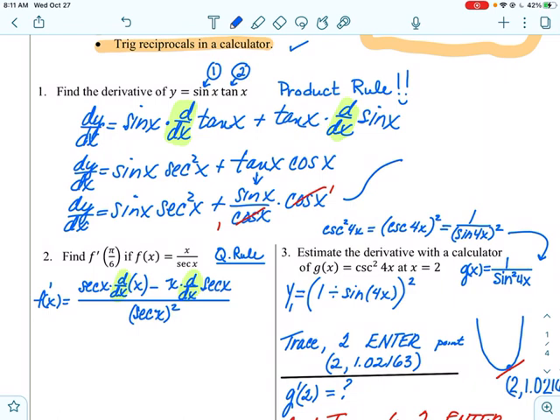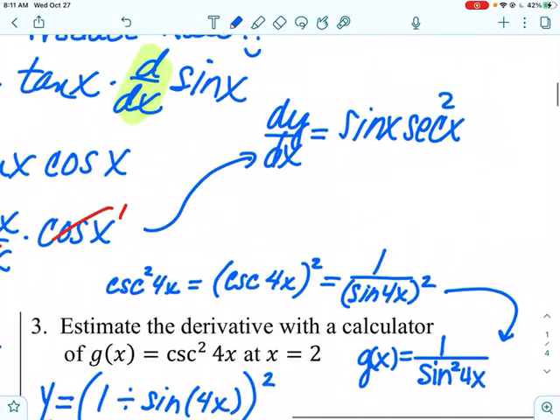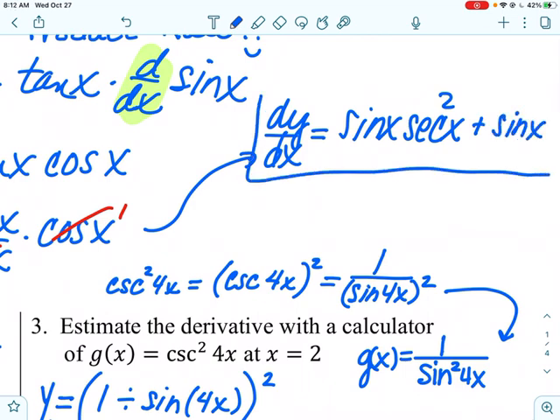And then what do we get for our final answer here? Got all this other stuff I want to stay away from. So we get dy/dx is equal to, now I could write this as sine over cosine squared if I wanted to, but I'm just going to leave it as sine x secant squared x, and then plus sine x. And there's my answer. Okay, there's example 1.